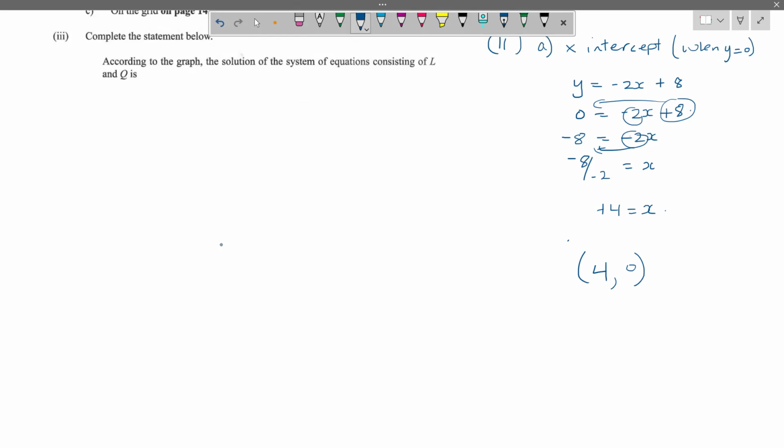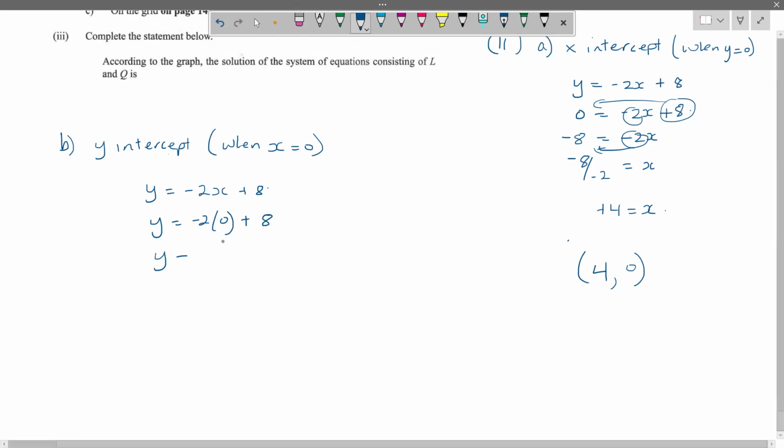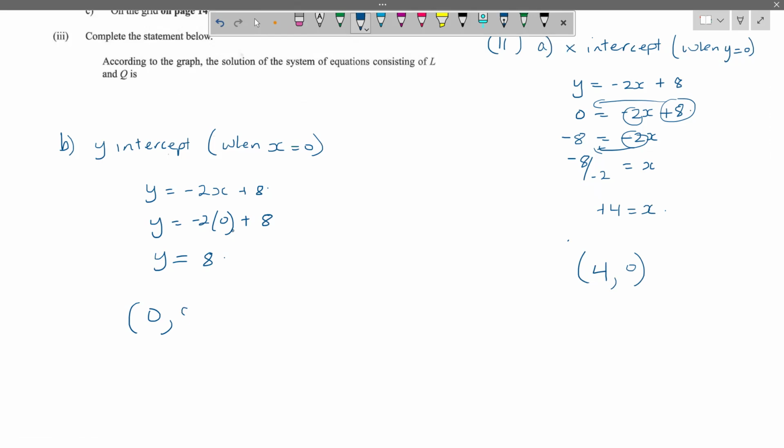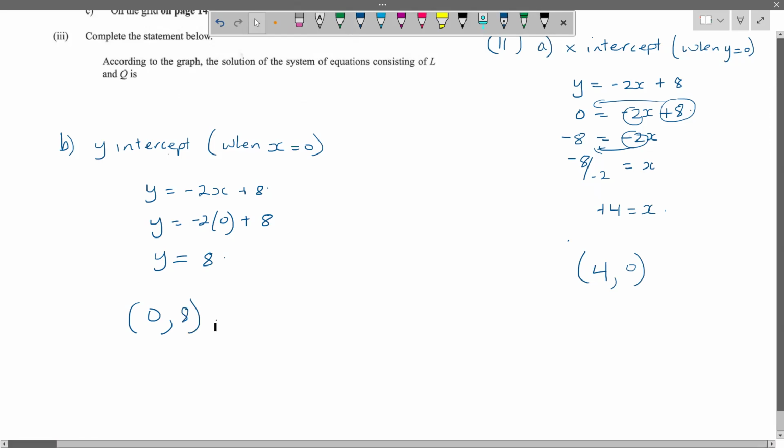For the y-intercept now, this happens when x is 0 instead. So you take the same equation, y is equal to negative 2x plus 8, and you set x to be 0. Anything multiplied by 0 is 0, so you're going to get 8. So the coordinates of the y-intercept are x is 0 and y is 8.